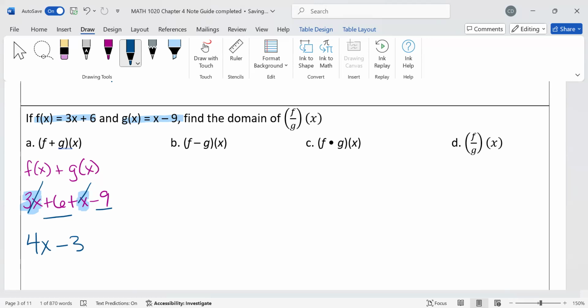The first problem we did, we didn't have to simplify anything. This one we do. So the problems are going to vary as to whether or not you need to simplify your answer.